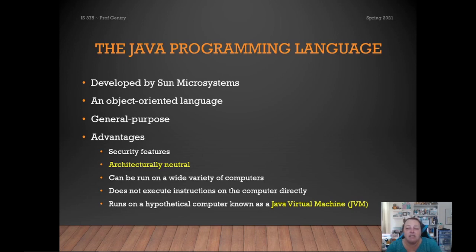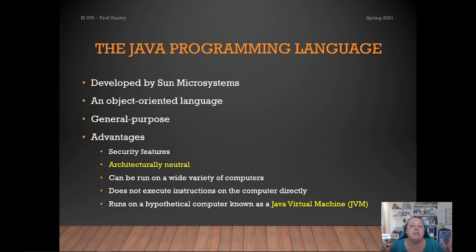So some advantages include increased security. Architecturally neutral basically means it has the ability to run on various platforms. So it can run on Windows, it can run on Unix, it can run on a Mac without any changes that need to be done, okay? It does not execute on the computer directly. That's why it can be ported between operating systems.